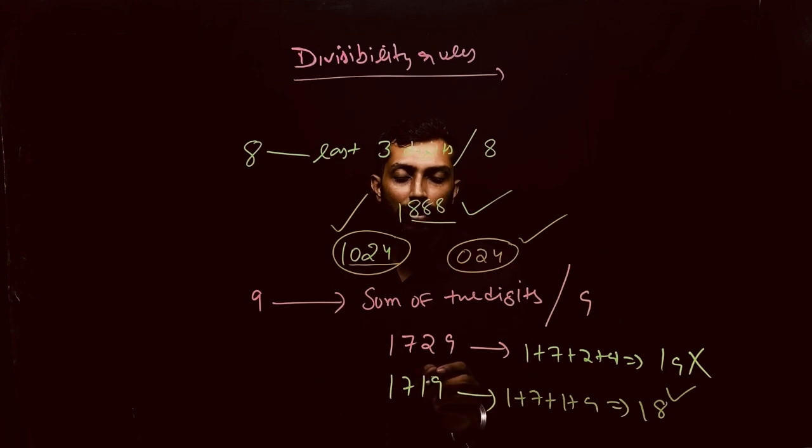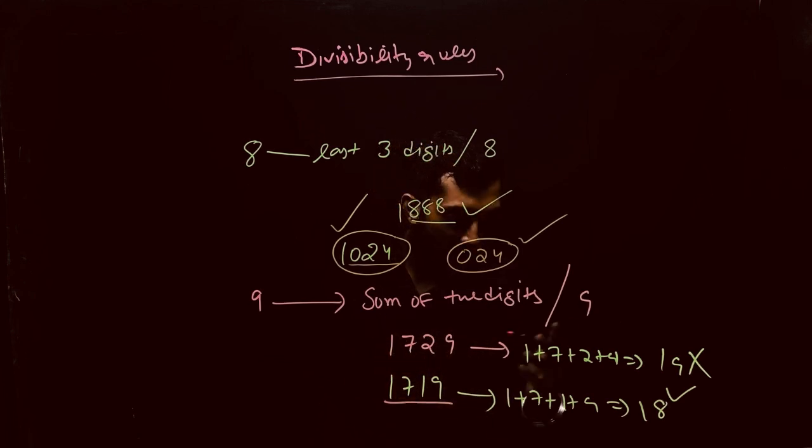So this is a multiple of 9. 1719 is a multiple of 9. Why? Because if we add all the digits, we get the sum equal to 18. So with this, till 9, we can solve the divisibility, or these are the divisibility rules till 9.